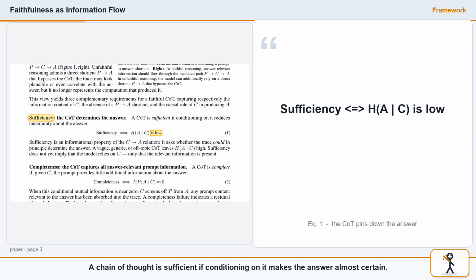Sufficiency. A chain of thought is sufficient if conditioning on it makes the answer almost certain. Formally, the entropy of the answer given the chain of thought is low. A vague or off-topic trace leaves that uncertainty high. It says the information is present, but not yet that the model used it.